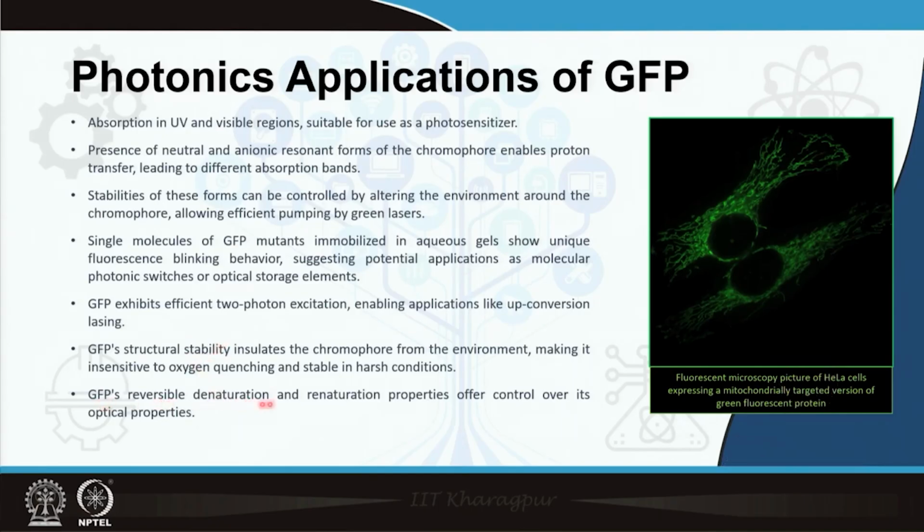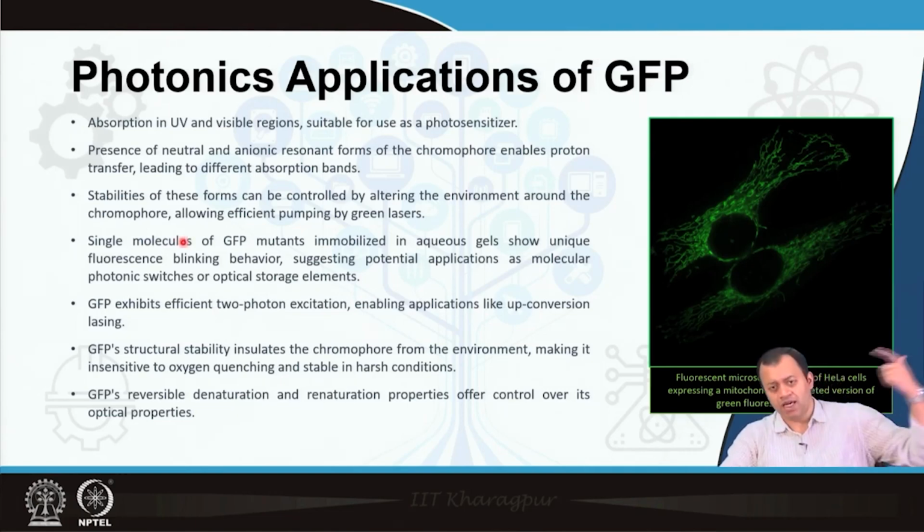GFP's reversible denaturation and renaturation properties often give control over its optical properties. So, you can utilize it for fantastic fluorescence imaging in vivo in a dynamic process. You do not have to kill the cell and then observe it, it can evolve.